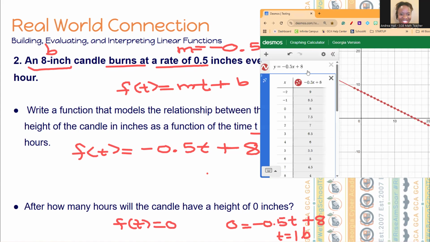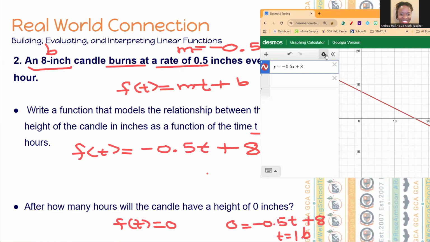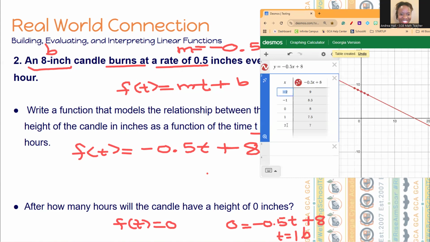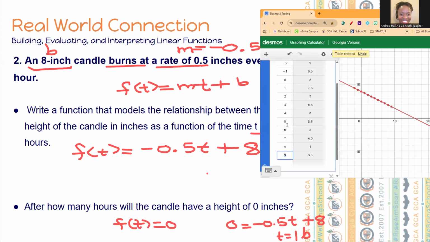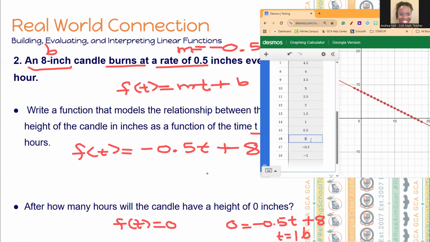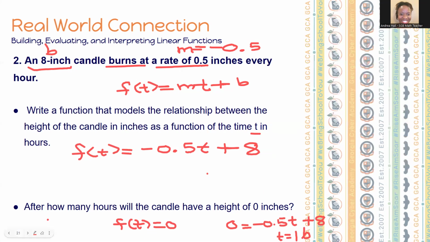So again, I put my equation in there. I click the gear icon. I say, give me a table for that equation. And then I press enter, enter, enter. Okay, and I go all the way until I see the y value of 0, and my x is 16. So after 16 hours, my candle would have burnt down. There you go.